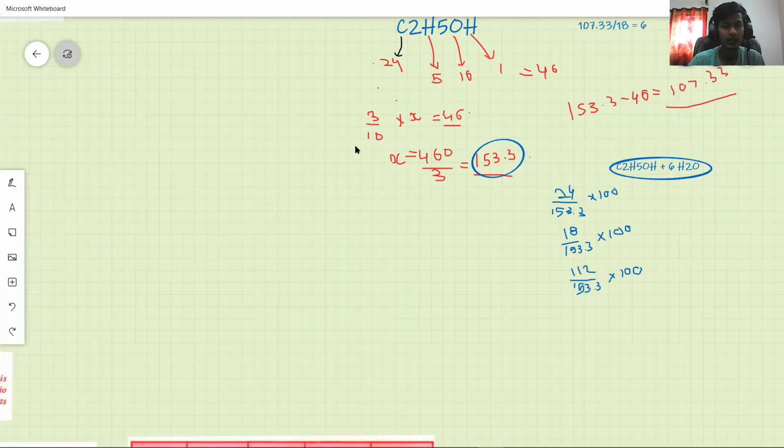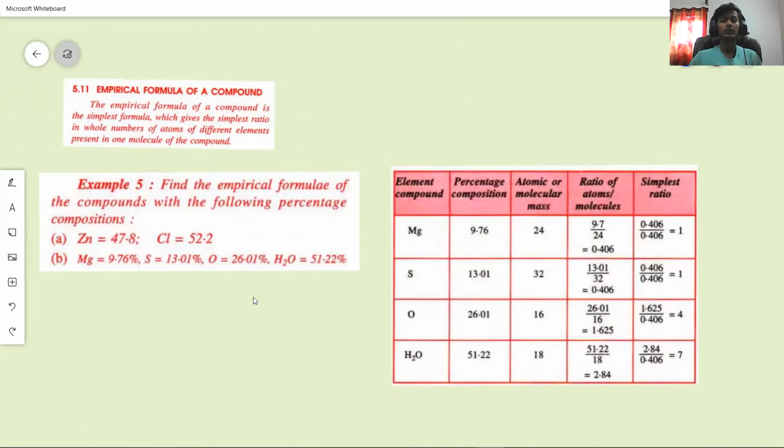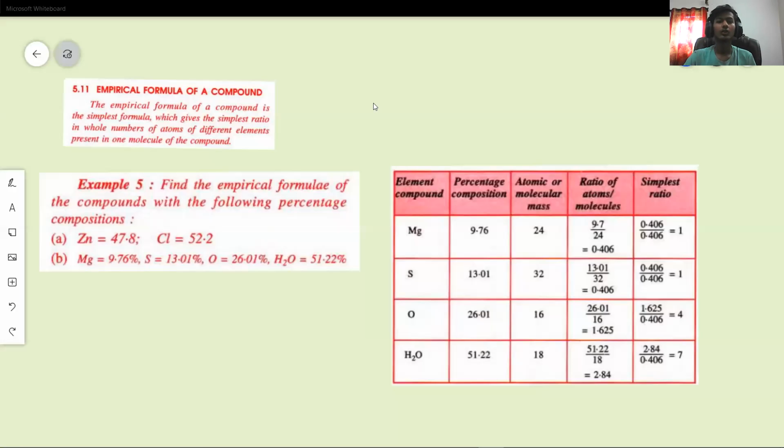Now the next thing we have is empirical formula. What is the empirical formula? The main thing that many students face problem with is what the empirical formula is. Empirical formula is the simplest formula that a compound can have. Let's suppose we have hydrogen peroxide, H2O2. To calculate the empirical formula, we just take out the highest common factor in it. Empirical formula is the simplest formula a compound can have.